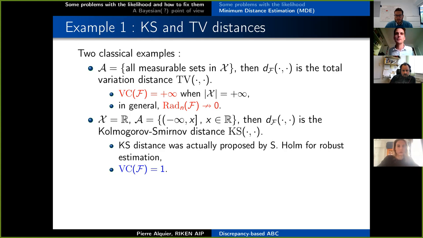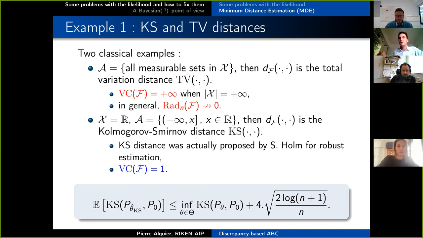So in the end, you obtain the results here. Very nice, the KS distance between P theta hat and P naught scales as the best possible KS distance plus something that goes to zero in 1/√n. So in this case, you see that we have a criterion that tells you that if you have too many sets, too many indicators, too many functions when you define your IPM, then it does not lead to consistent estimation. But if you have a small set that is just right, then you end up with consistent estimation.